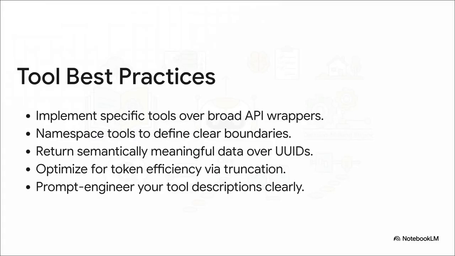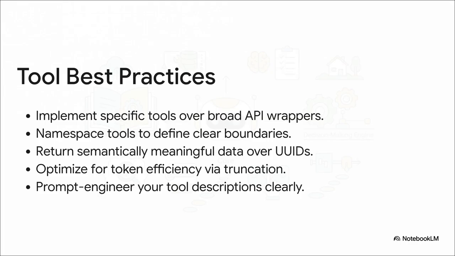Anthropic lays out some fantastic best practices for tool optimization. First off, don't just hand the AI a massive, broad API wrapper. Give it highly specific tools. Use namespaces like Asana Search versus Jira Search so the AI doesn't get confused about which database it's actually digging into. And this is a big one. Return semantically meaningful data. Don't return a random string of numbers or low-level UIDs that read like robotic database code. Return actual text the AI can read, like Jane Doe.